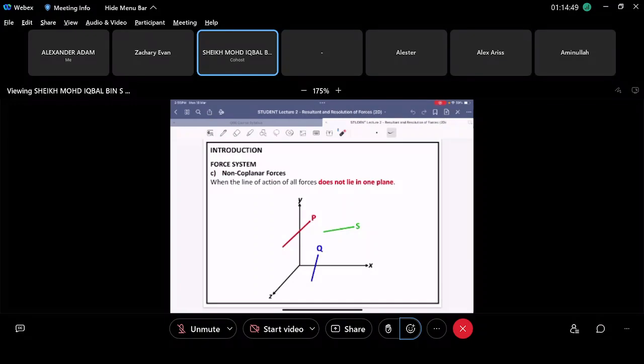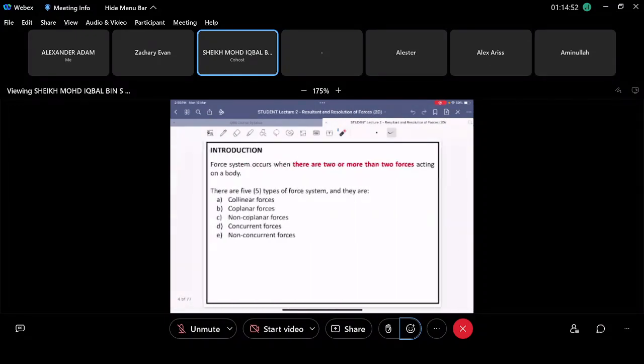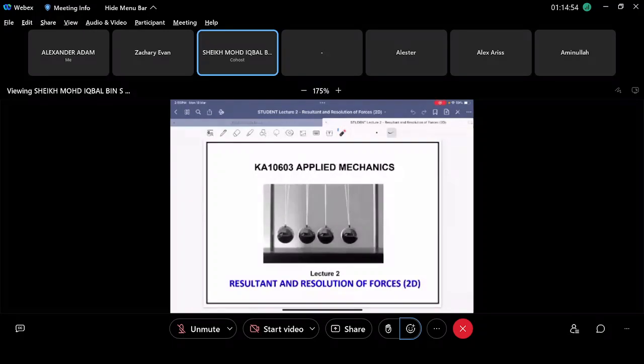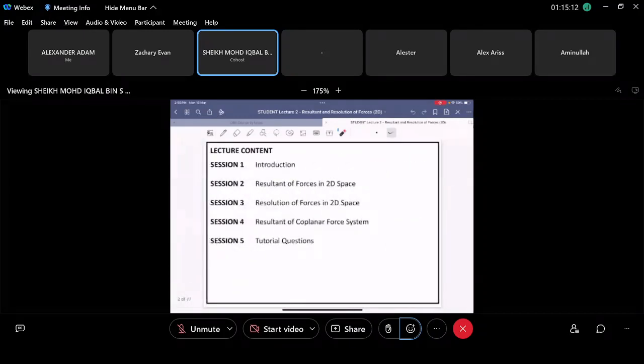So now we go to our first course material, chapter 2, which is the most basic part, which is the resultant and resolution of forces, right? But for today, because this is the first week, we're just going to learn about the resultant force only. Next week, we'll be learning about the resolution of forces, right? So this is the lecture content, session 1 and 2. For today, introduction and resultant force only, right? So we'll be learning until this part only, session 1 and session 2.